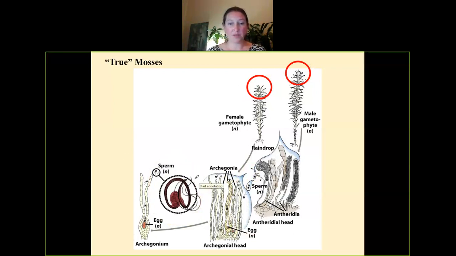So notice it has flagella, right? The little swimmy tails. Swim, swim, swim down the neck and unite with the egg inside of the archegonium. Remember, egg stays, sperm leaves, egg stays. And so when you have the egg and sperm fused, the new sporophyte plant will emerge from the same spot that the egg was located.